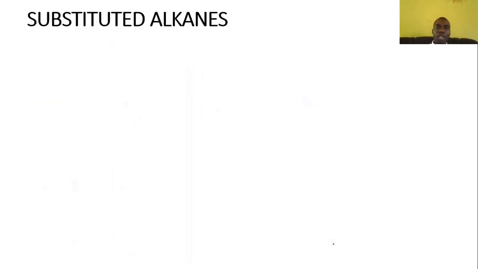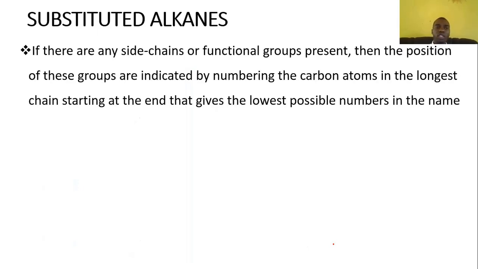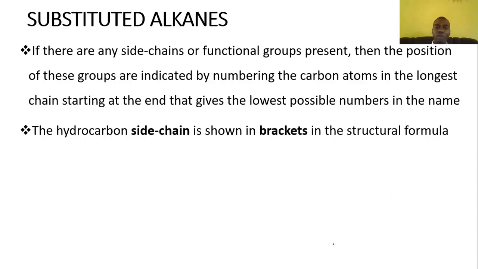Let's look at some substituted alkanes, meaning other groups have come in. So for substituted alkanes, if there are any side chains or functional groups present, then these groups are indicated by numbering the carbon atoms in the longest chain, starting at the end. All right, let's try to put more sense into this. So we are saying the hydrocarbon side chain is shown in brackets in the structure formula.